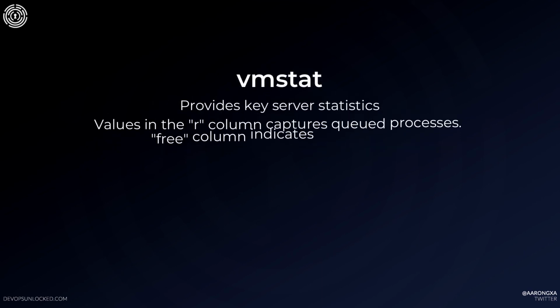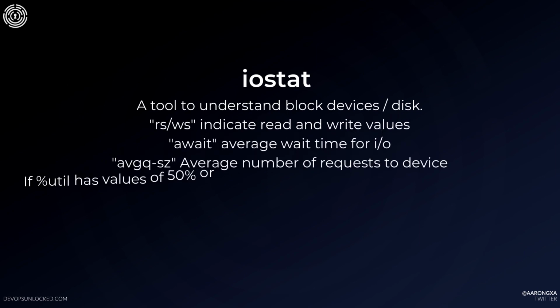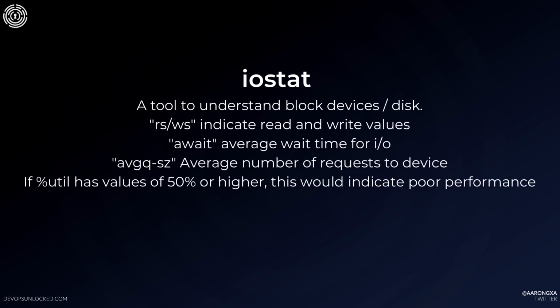Moving on, vmstat provides key server statistics. Values in the R column captures queued processes. The free column will indicate free memory. SI/SO is swap in and swap out. And then US, SY, ID, and so forth will display CPU usage. Moving on, iostat is a tool to understand block devices or disk.